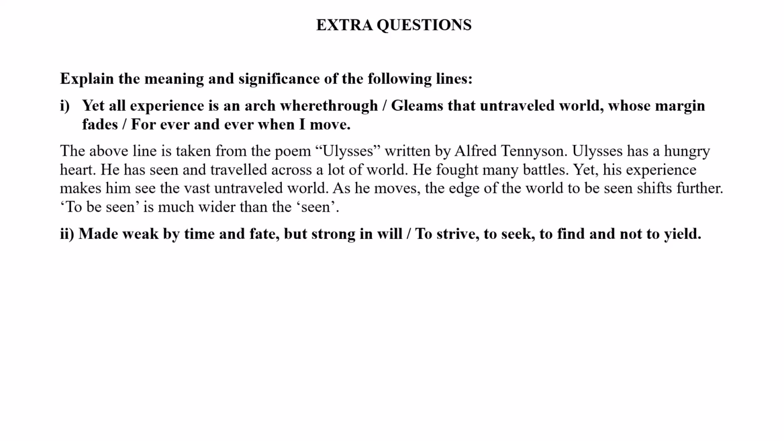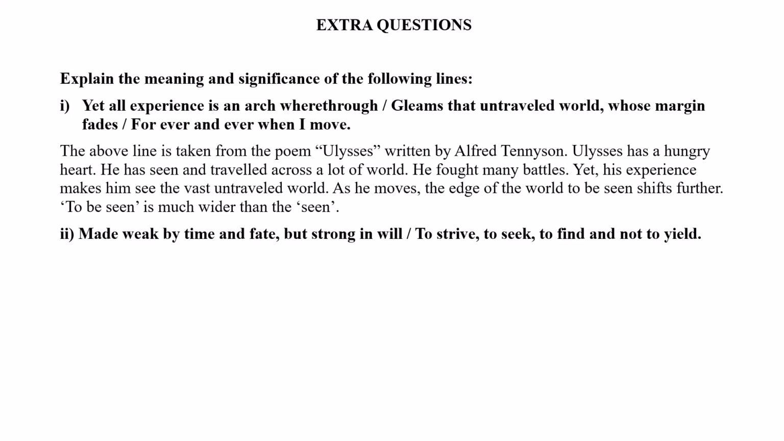Ulysses has a hungry heart. He has seen and traveled across a lot of the world. He fought many battles, yet his experience makes him see the vast untraveled world. As he moves, the edge of the world to be seen shifts further. So what is to be seen is much wider than the seen. It means the things which he has seen are very few compared to what is to be seen. So still he wants to go on adventures.